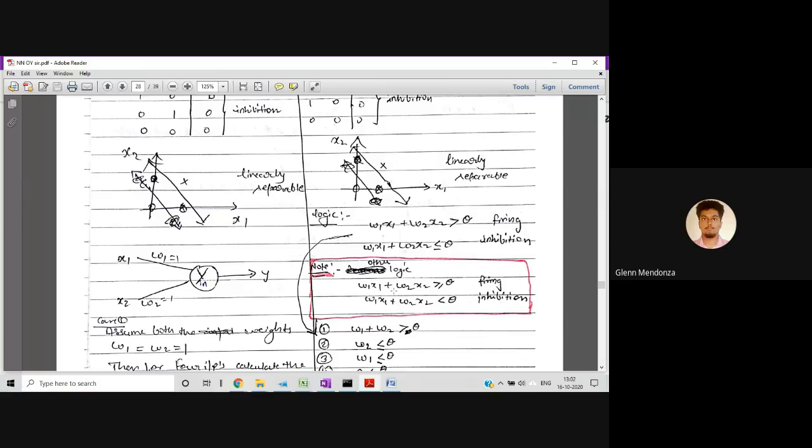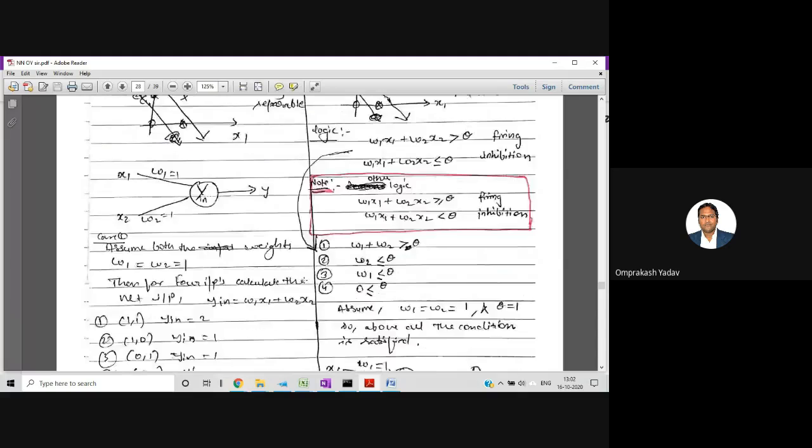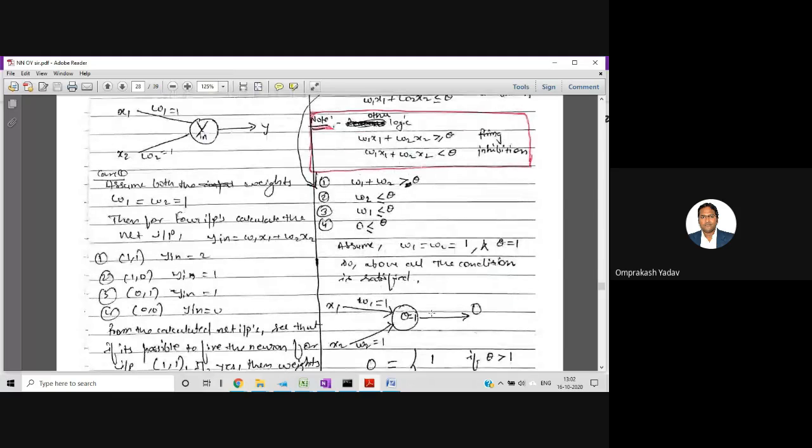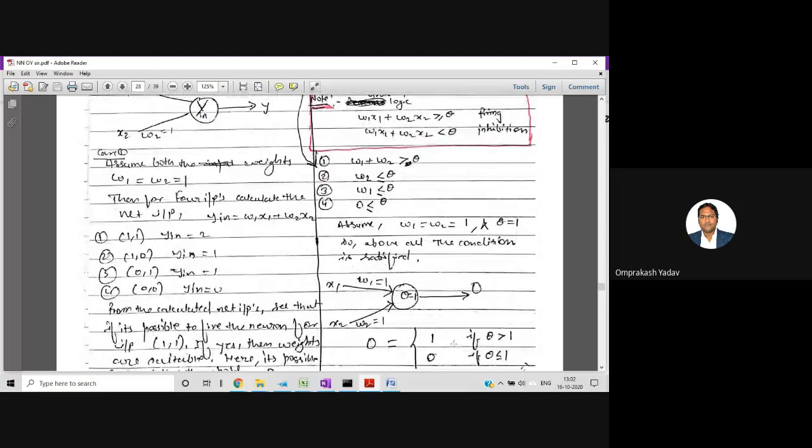Sir, could you just scroll down a bit? If anything you are not understanding, please let me know. Assume both the weights W1 equal to W2 equal to 1. Then for four inputs, calculate the net input, that is Y in is equal to W1 X1 plus W2 X2. And for all the four cases, you can calculate Y in.